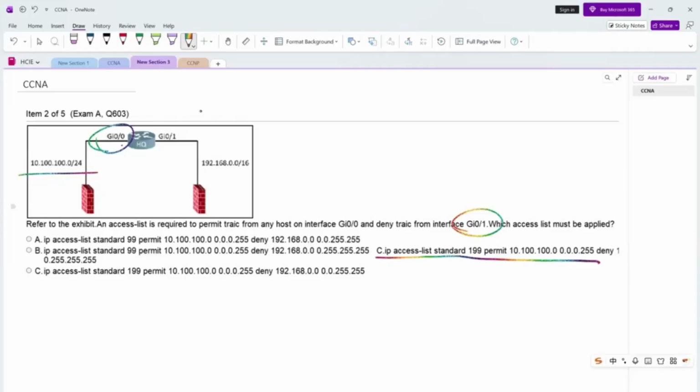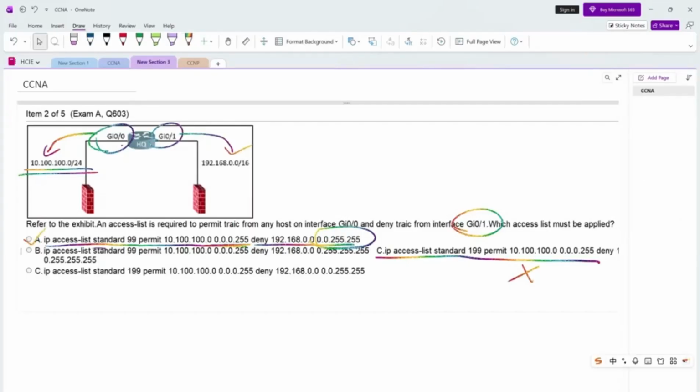Option C is here, but it's wrong. The correct answer is this one, the one we wrote. 99 is the basic ACL number 99, then permit to allow. The 0-0 interface is the 10.1.100.0 network, right? And then the wildcard is 0.0.0.5, and which one do we deny? We deny the 192.168.0.0 on the right side interface with a wildcard of 0.0.255.25, so the correct answer is A.